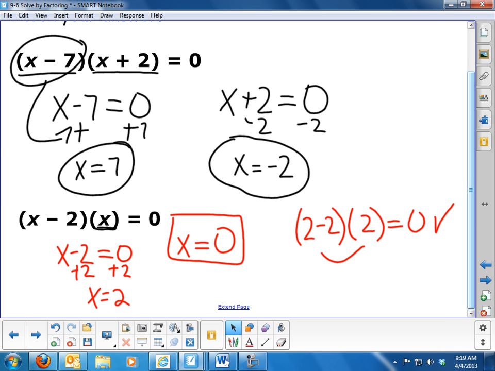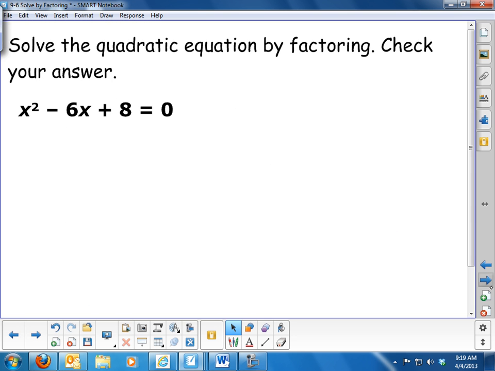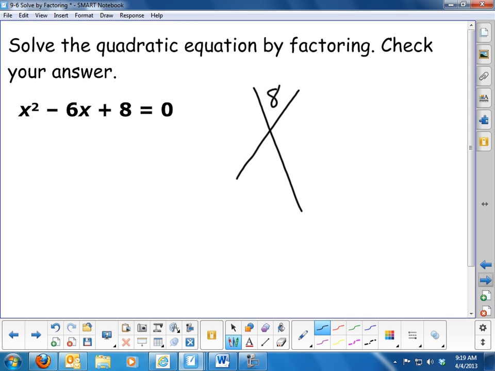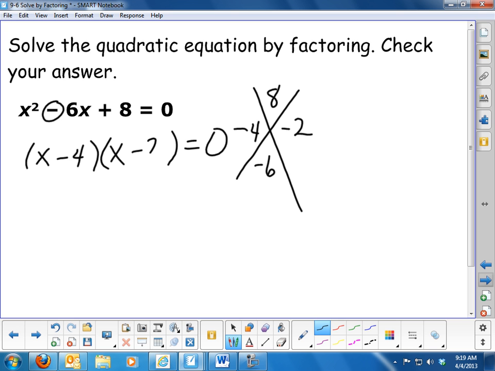So let's look at one where it's not already factored for us. Here we have a quadratic. We need to factor this out, so you can set up your x and your t if you need to and think about what multiplies to give us 8 but adds up to give us negative 6. Well, I notice I have a negative in the middle here and a positive at the end, so both of my factors are going to be negative. It's negative 4 and negative 2. So my factors are x minus 4 and x minus 2.